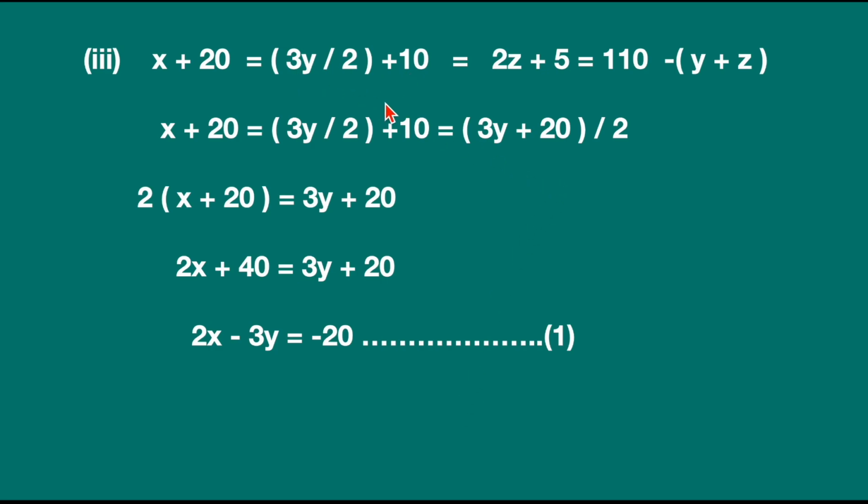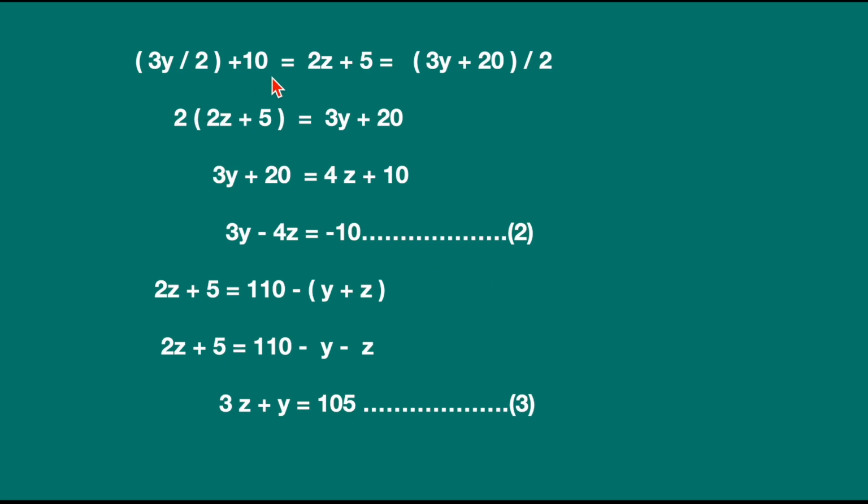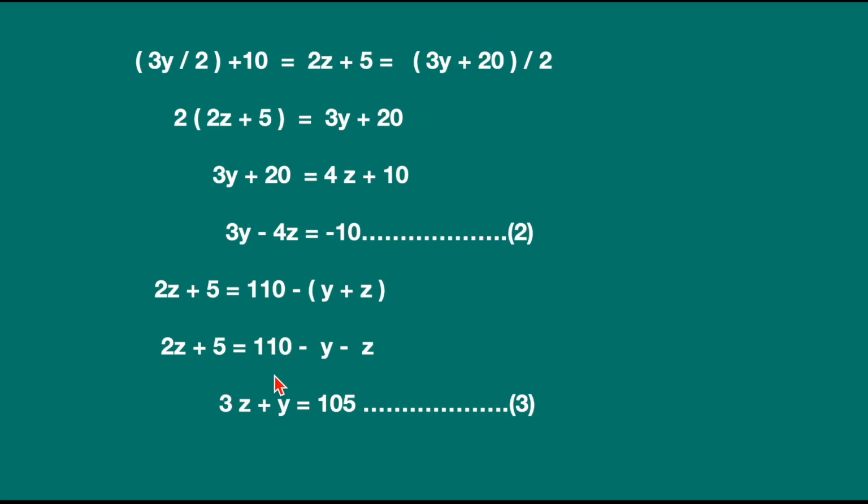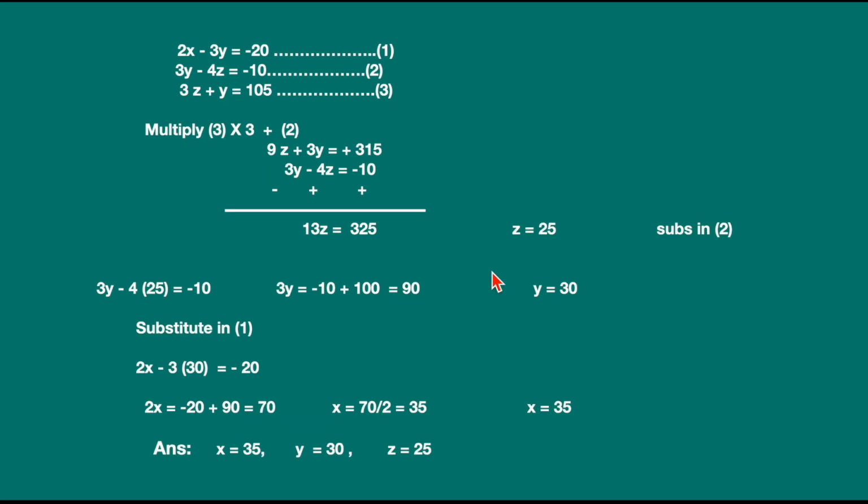Next we are going to take this part. Okay. So here I have written it down. Let us simplify it. So again the same thing. Take the LCM as 2 and then simplify. You get the second equation. And for the third, take this part. Okay. Here it is, write it down, simplify it, you get this third equation. Now you've got the three equations. Now you just have to simplify it.